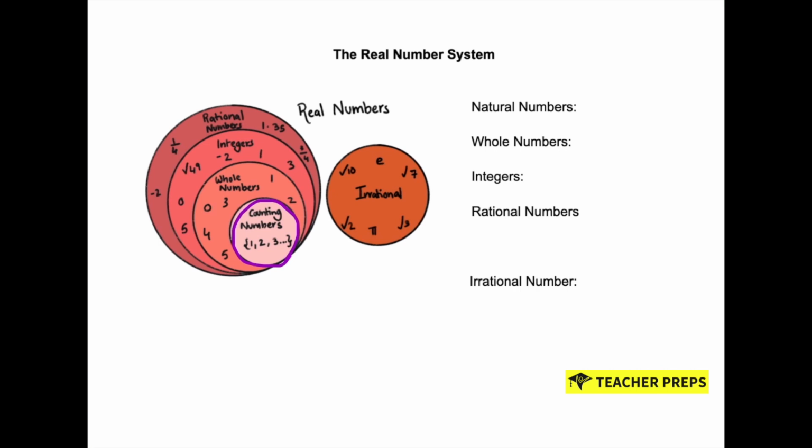The first section we're going to talk about is the innermost circle, and these are called counting numbers, or natural numbers. I remember this because naturally we start counting with 1, 2, and 3. So natural numbers include 1, 2, 3, ... The ... means that it goes on in that direction.